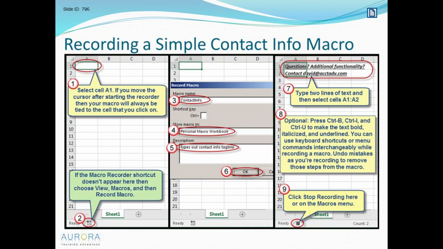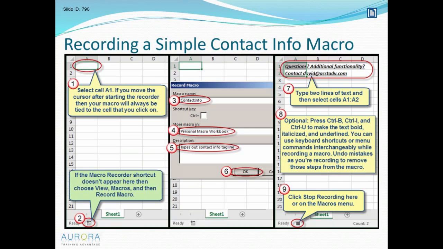So to save me from myself, I often will start a macro in the corner there so that I don't fall back on old habits of then going and clicking on the corner and then basing from there for the rest of the macro. So step 2 shows that we can click that record macro command. If that shortcut doesn't appear, the alternative is to go to the view menu, choose macros, and then record macro. This one we're going to call contact info. We're going to store it in the personal macro workbook because it's pretty universal.